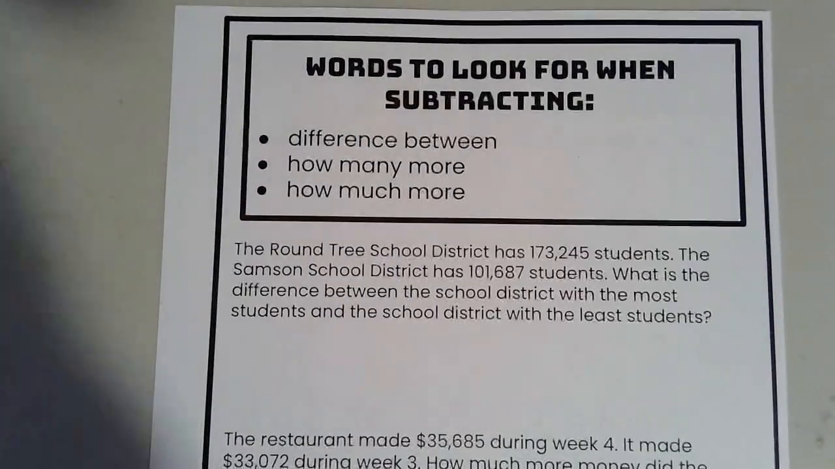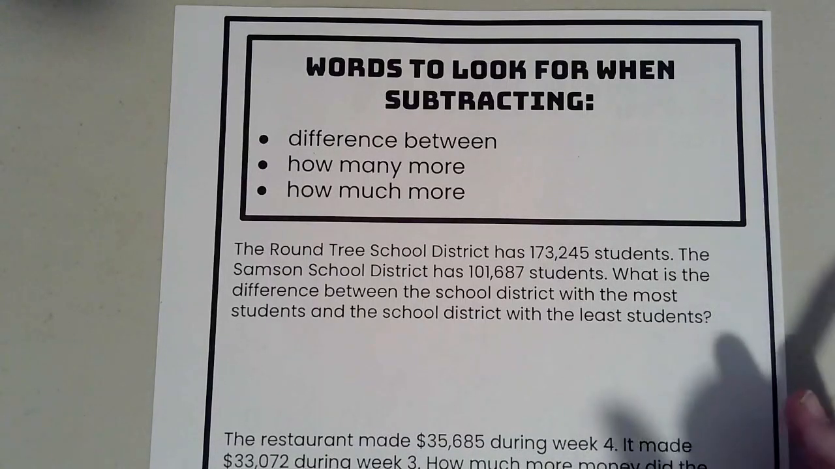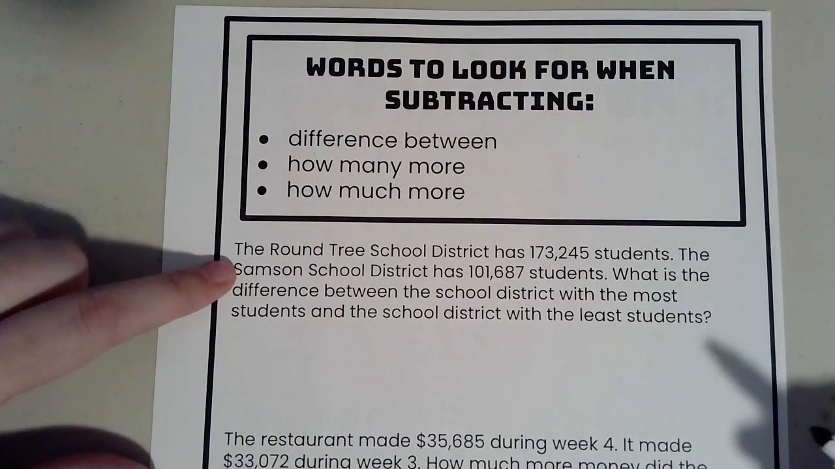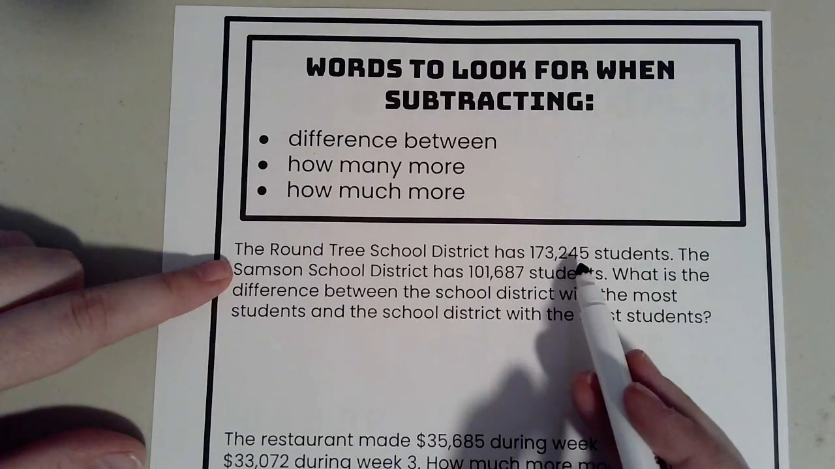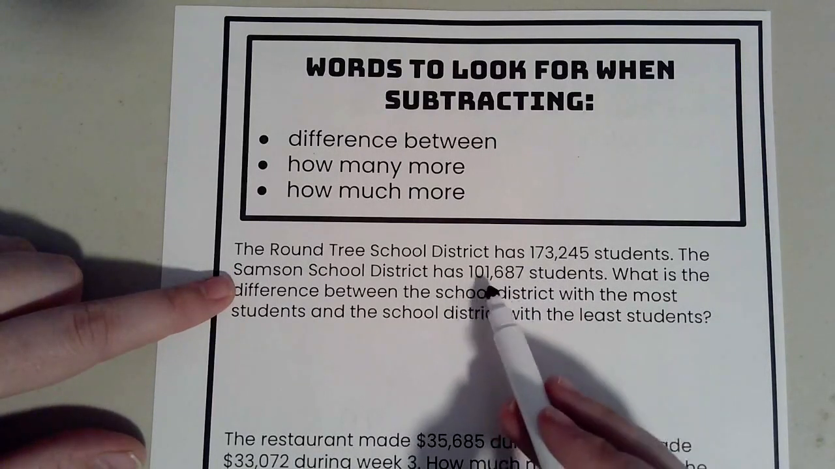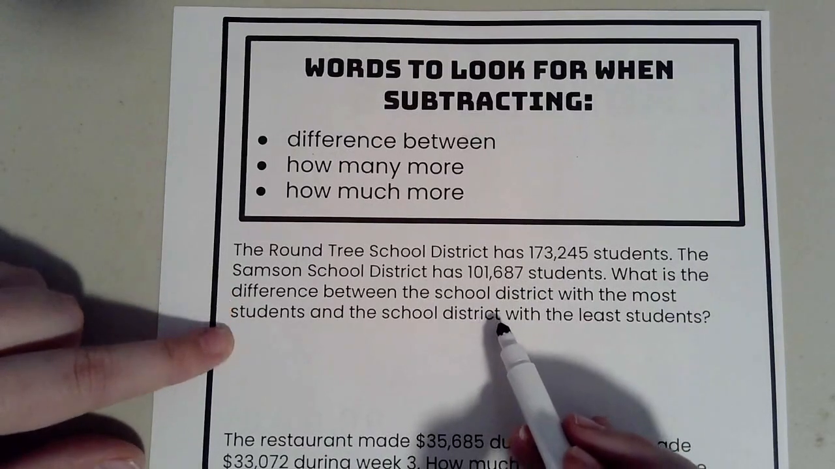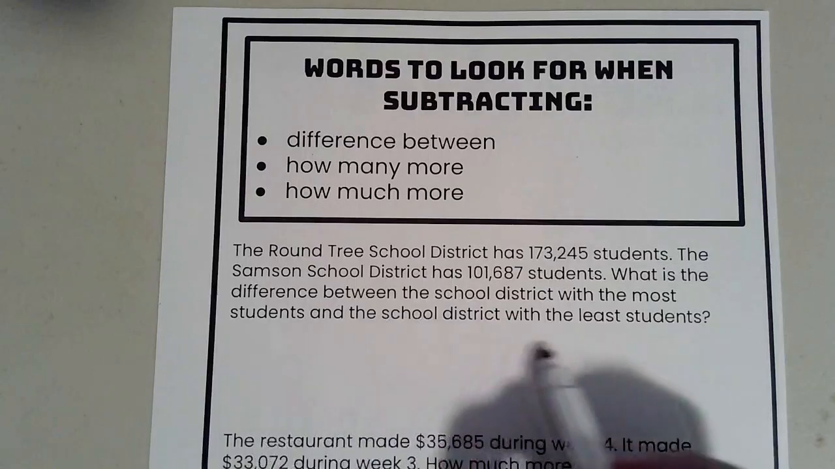So now on our next page, these are words to look for to know that we're subtracting. We're trying to go over these as we work so that when our problems start getting mixed together, we have those decision-making skills. Okay? So the Roundtree School District has 173,245 students. The Sampson School District has 101,687 students. What is the difference between the school district with the most students and the school district with the least students?